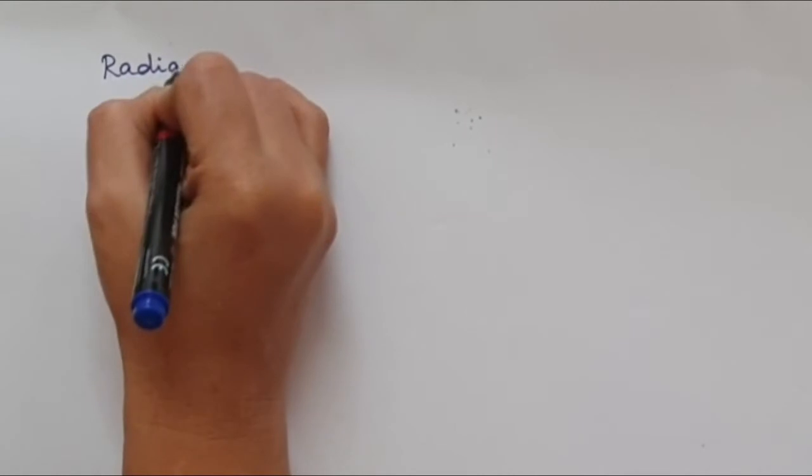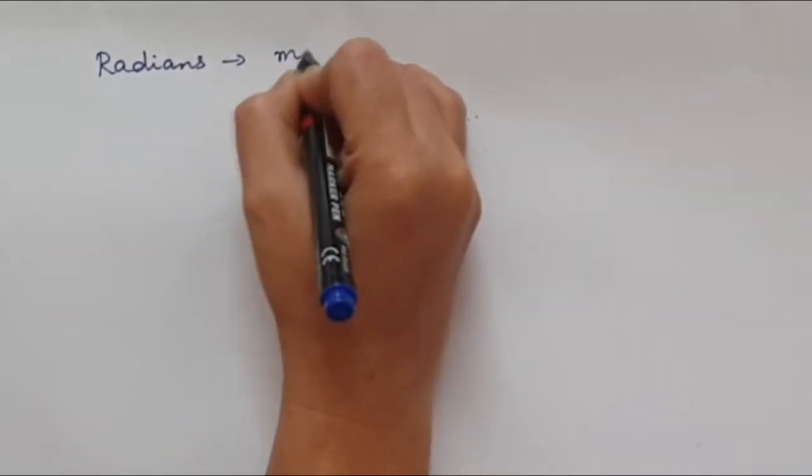Circular measures. All the time we use degrees to measure angles. Now we can look at a different way of measuring angles called radians. Radians are used to measure angles.